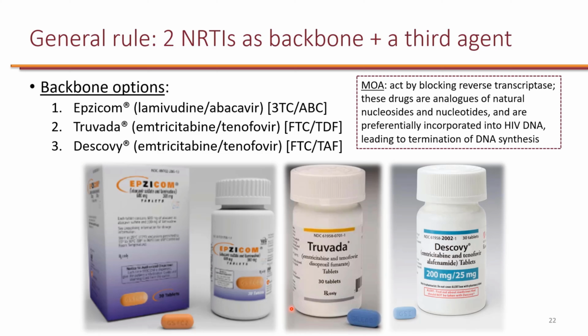Now, generally speaking, the majority of first-line regimens that are recommended follow this rule that you need a backbone plus a third agent. So we use 2 nukes, or 2 nucleoside reverse transcriptase inhibitors, as a backbone plus a third agent. So it's important to have this combination in order to prevent HIV from developing resistance. And generally speaking, we have 3 backbones that are commonly used.